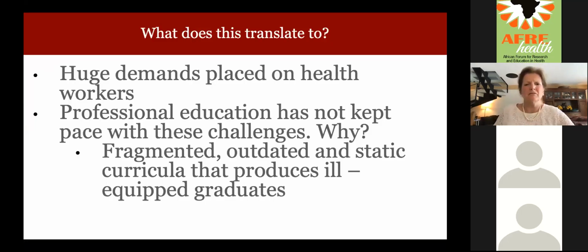So what does this translate to? It means that there are huge demands placed on health workers, particularly nurses, particularly here in Africa, where often nurses are the only point of care into the health system in many of our rural areas. And professional education has not kept pace with this challenge. One of the things, through my work and through my experiences, is that we have fragmented, outdated curricula that then produce ill-equipped graduates.